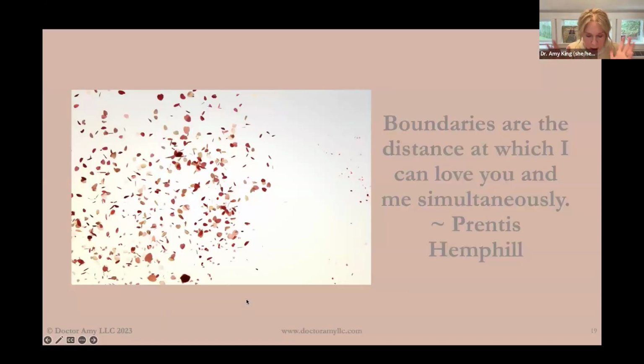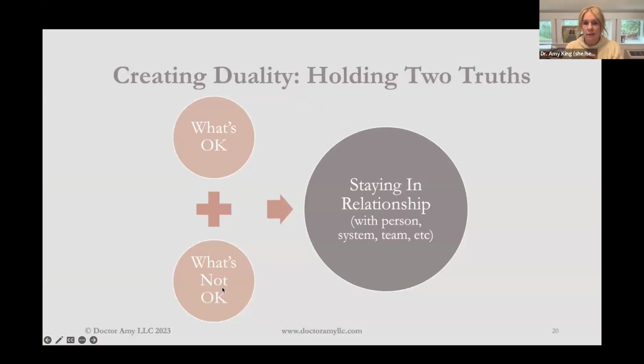Prentice Hemphill, one of my favorite quotes around boundaries. Boundaries is the distance at which I can love you and me simultaneously. I can love my job and take care of me. I can be with this organization and integrate things that I need to do for myself personally. So a boundary is defining two truths. That's why we started with dualities. What's okay and what's not okay, with the assumption I want to stay in relationship with you, right?